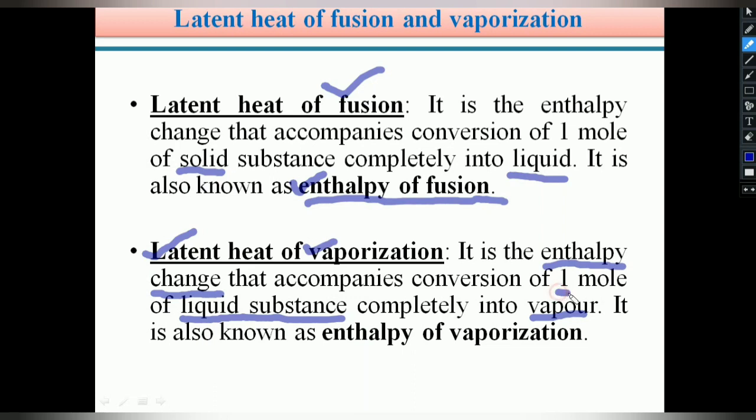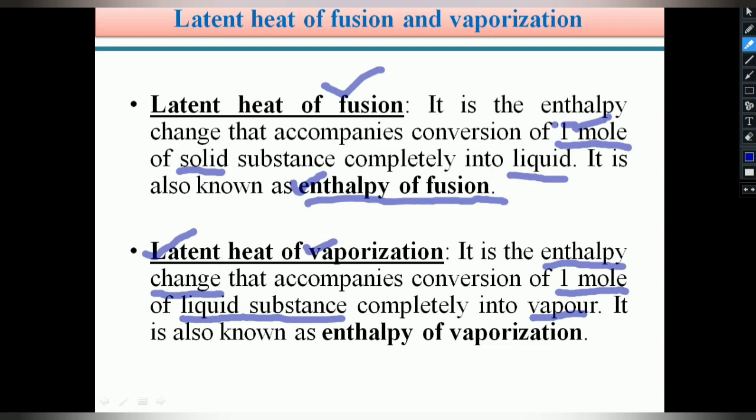If he asks enthalpy of vaporization or latent heat of vaporization, vaporization means conversion of 1 mole. Students, please remember 1 mole. This is very, very important. Suppose you forget to write 1 mole in the definition, there is a possibility you may lose marks. So definitely you should mention 1 mole of a liquid substance is completely converted into vapor, which is nothing but latent heat of vaporization.